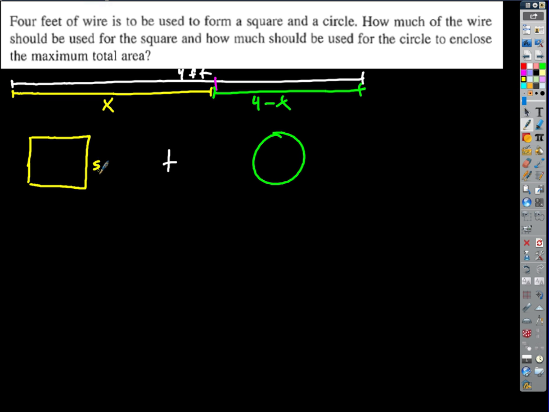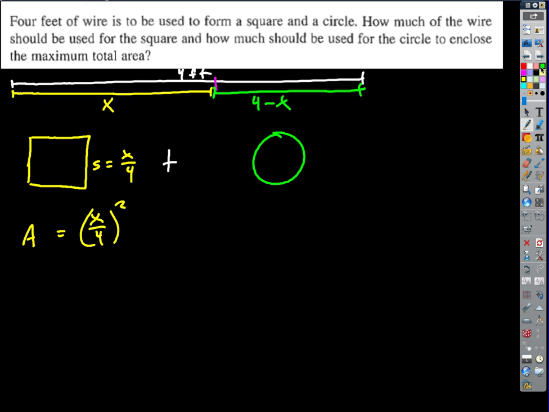So X is really the perimeter of the square, isn't it then? Everybody agree? So S would just equal X over 4. Everybody good with that? Okay. And so the area of the square is just going to equal side length squared, right? X over 4 squared. Okay, what about the circle?